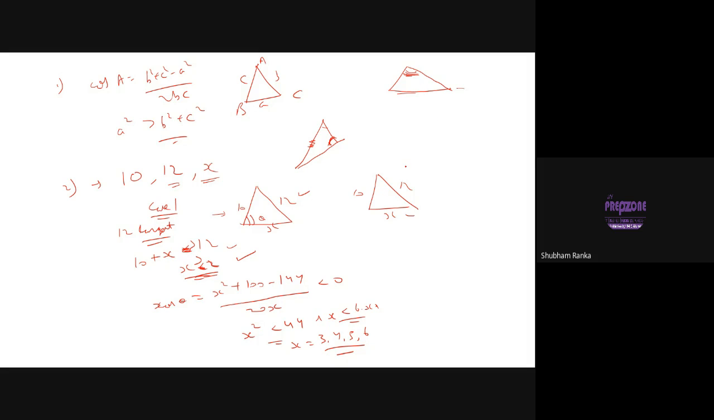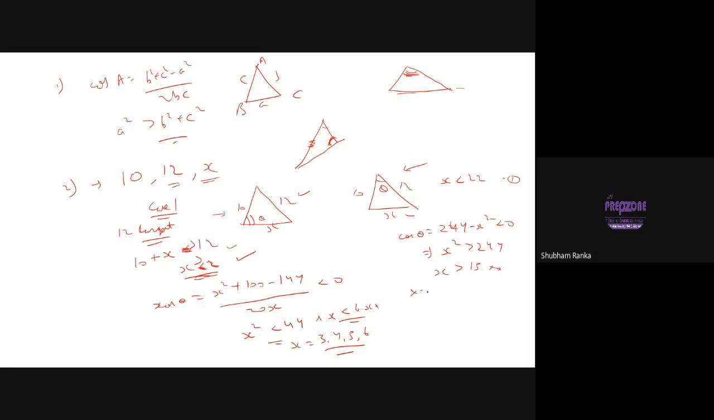If x was the largest side, this is case 2. Then the inequality would be 10 plus 12 should be greater than x, or basically x should be less than 22. This is the first one. The second one is that corresponding to the angle opposite the largest side, cos theta will be equal to 10 square plus 12 square, 144 plus 100, 244, minus x square. 244 minus x square should be less than 0, again for an obtuse triangle. So x square should be greater than 244, or x should be greater than root 244, which is 15.xxx, and x is less than 22.